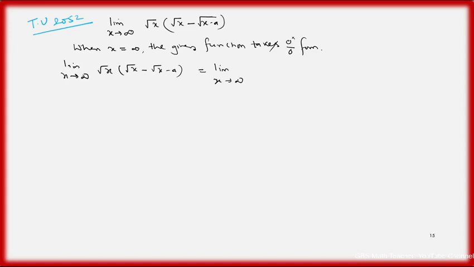Oh, sorry, this is not 0/0 form. Sorry, my dear students, it is infinity minus infinity form. Right? Okay, x tends to infinity, root x times (root x minus root under x minus a) times (root x plus root under x minus a) over (root x plus root under x minus a).